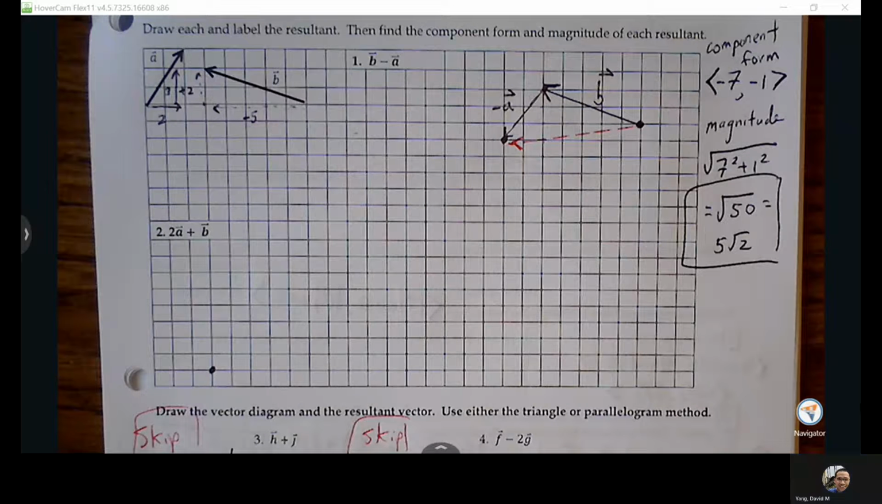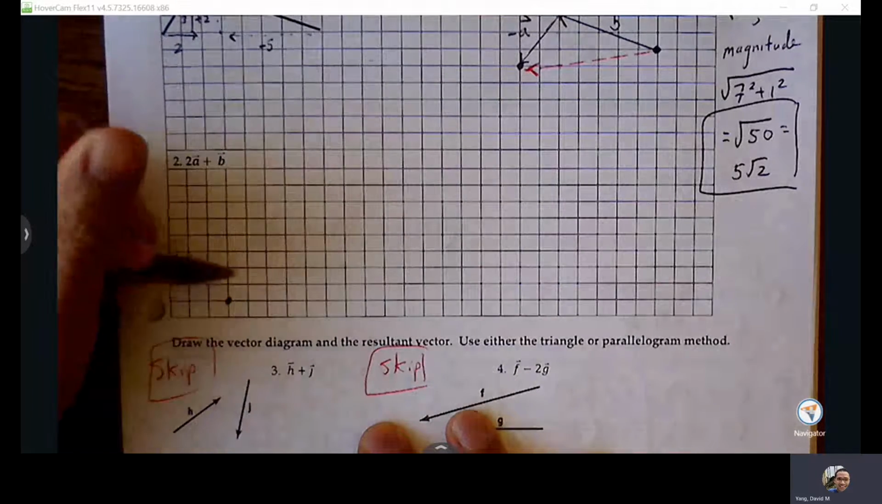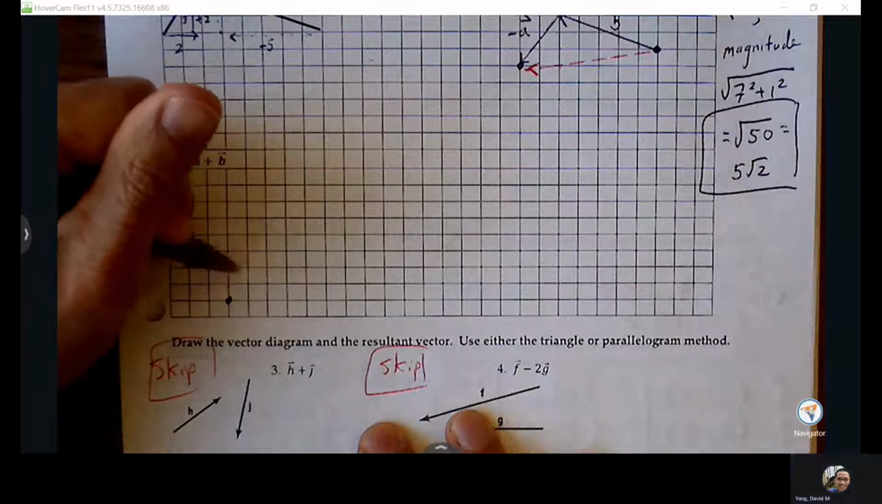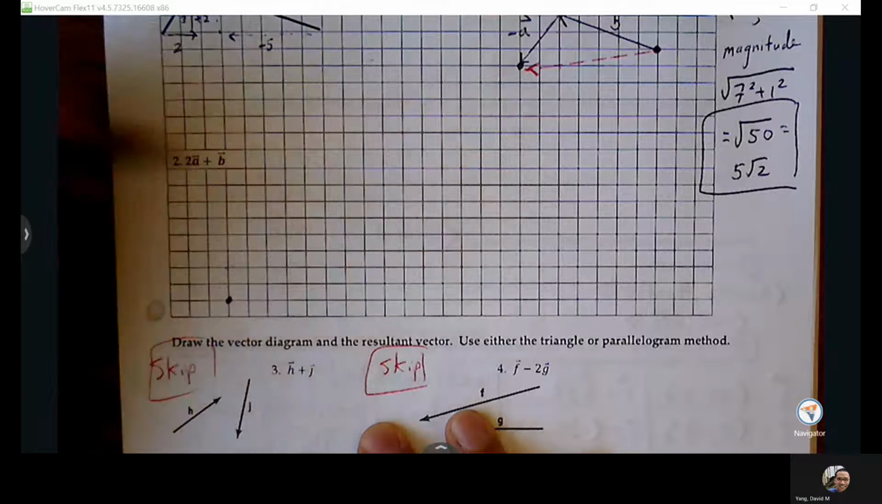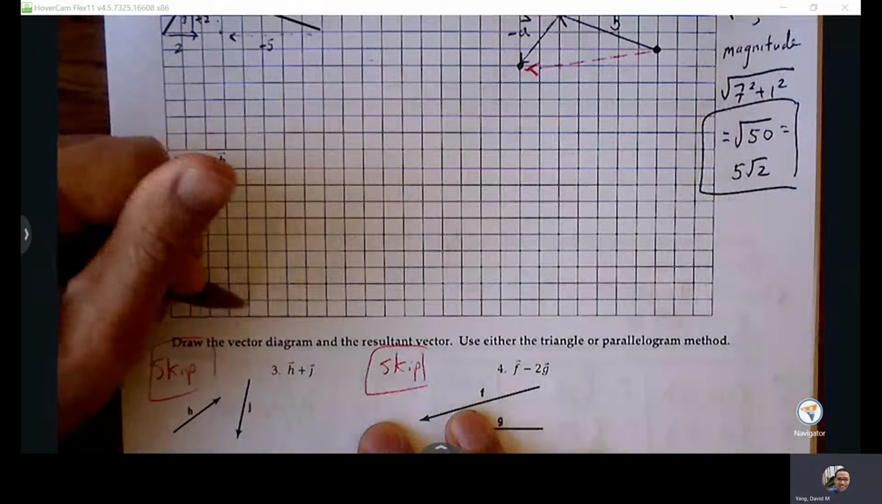Or I can just go A twice. So over 2, up 3, another over 2, up 3.